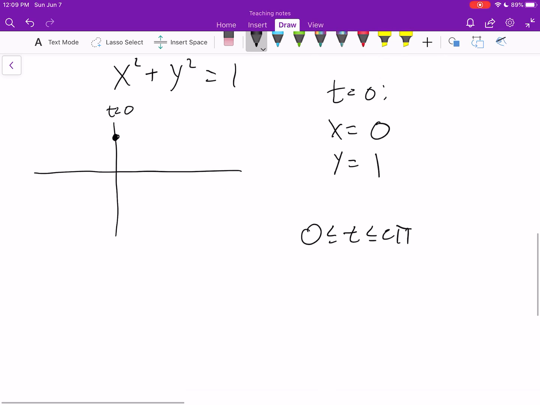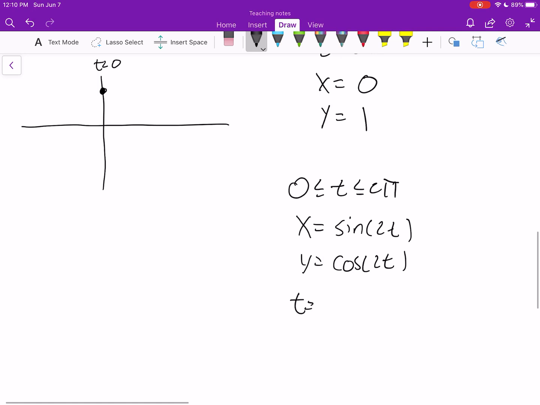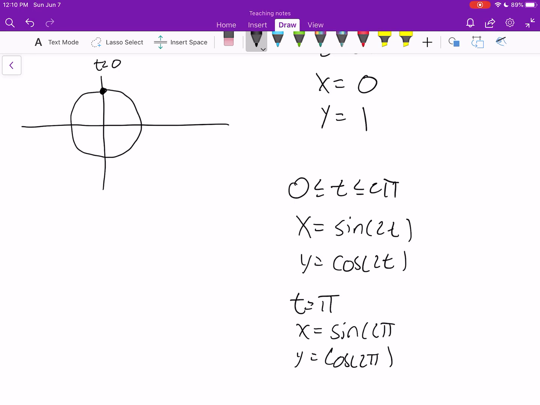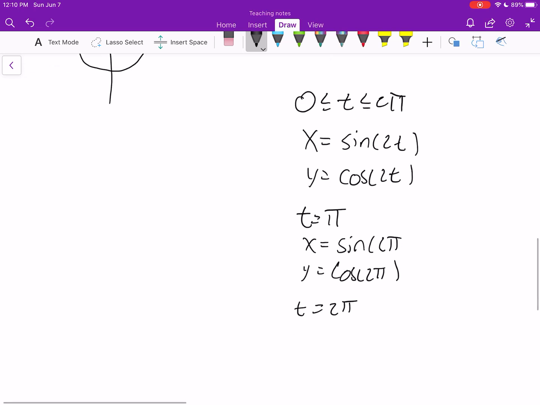So if I look at these equations, x is equal to sine of 2t, y is equal to cosine of 2t. At t equals pi, I'm going to be at x is equal to sine of 2 pi, y is equal to cosine of 2 pi. So at t equals pi, I've gone around the circle once. So this happens at t equals 0, t equals pi, but I'm not finished.